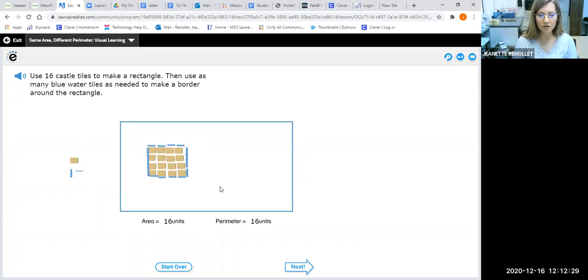Awesome. So my perimeter is also 16 because it's 4 plus 4 for my lengths plus 4 plus 4 for my widths. Awesome.